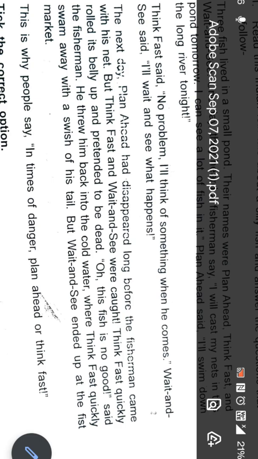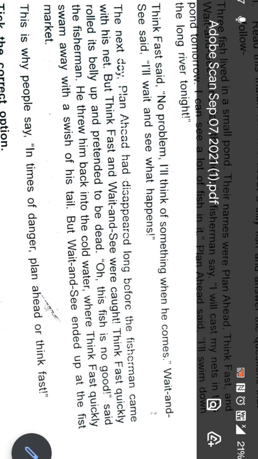So the fisherman said, oh, this fish is no good, and he threw him back into the cold water, where Think Fast quickly swam away with a swish of his tail. Quickly he swam into the river. But Wait and See ended up at the fish market. Only one fish, it couldn't save itself, and that was the last one, Wait and See.